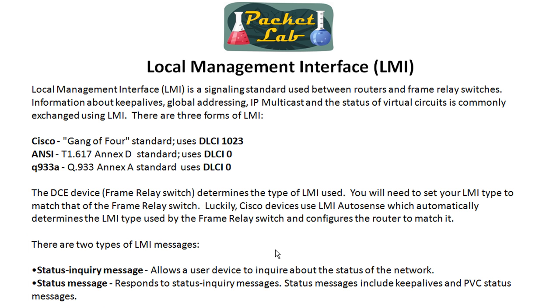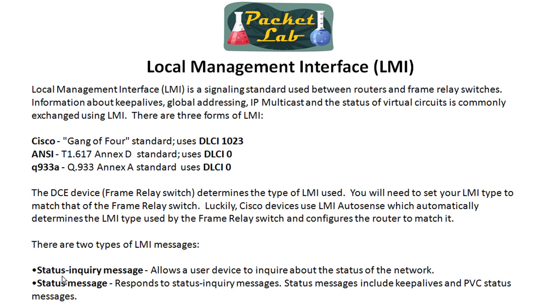So the inquiry message lets the device, the user device, the router, say, hey, what's the status of the network? What PVCs are available? Are you still there, Mr. Frame Relay Switch? I'm trying to talk to you. And then the status message is a response to the status inquiry messages. So that's going to be sent from your frame relay switch.